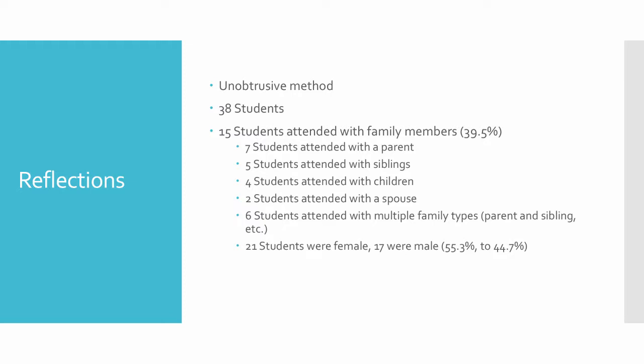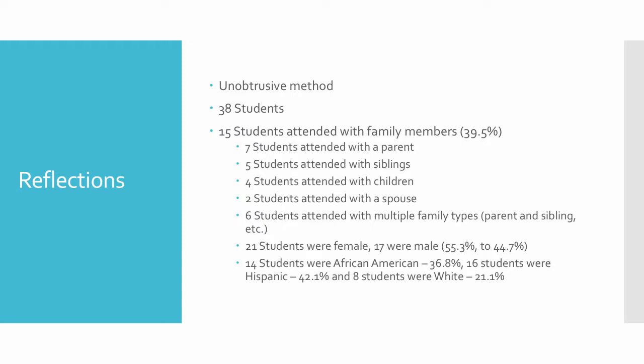Of the group, 21 students were female, 55.3%, and 17% were male, 44.7%. And that tracks along the lines of our overall enrollment. We, in the community college space here in North Texas, are predominantly female population. In some of our colleges, it's as high as 60%.